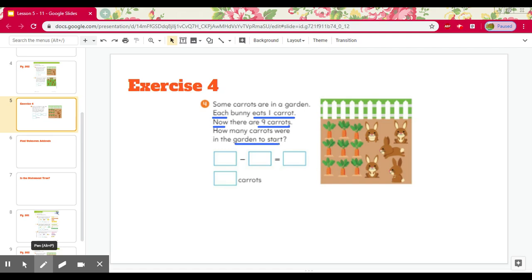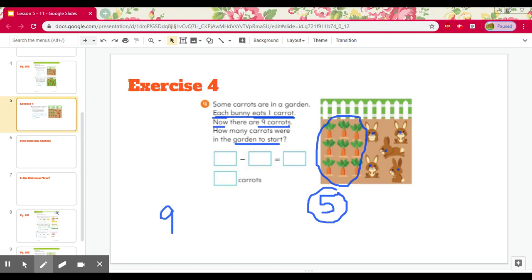Let's first count how many bunnies are in the picture. 1, 2, 3, 4, 5. There are 5 bunnies. And we know that each bunny ate 1 carrot based on the problem. So that means 5 carrots were eaten. So now we only have 9 left over. What can we do to figure out how many carrots we started with?